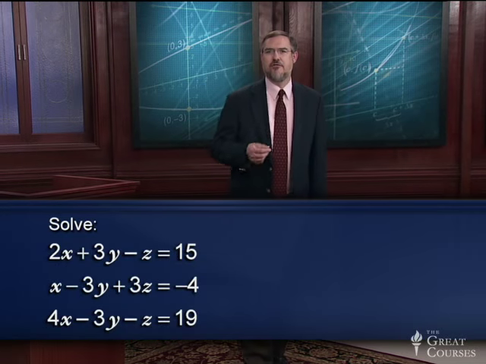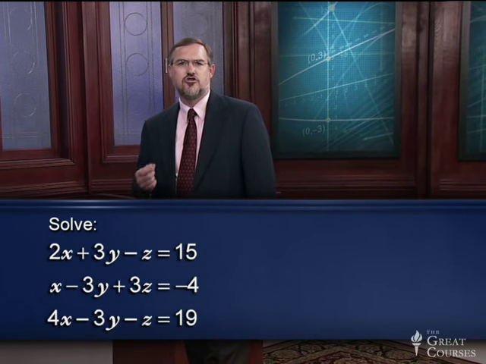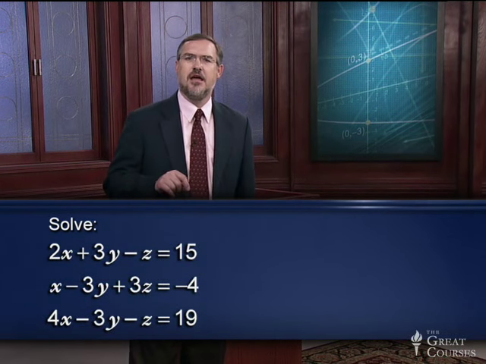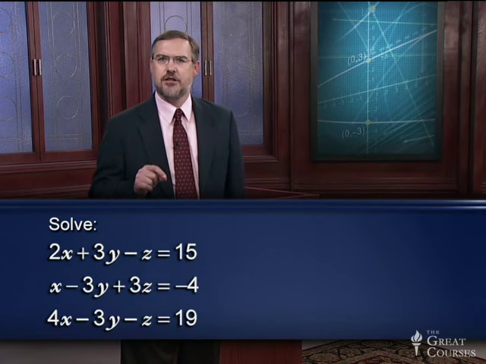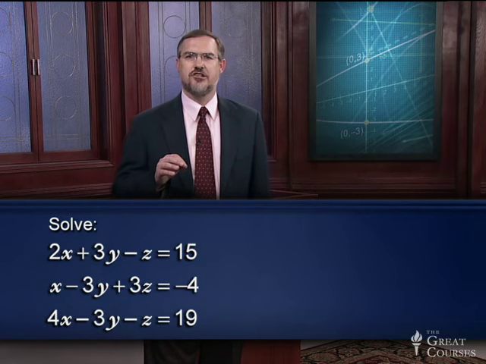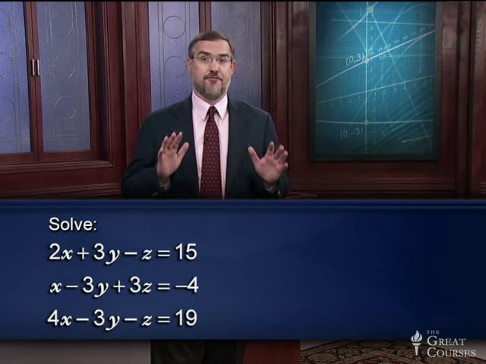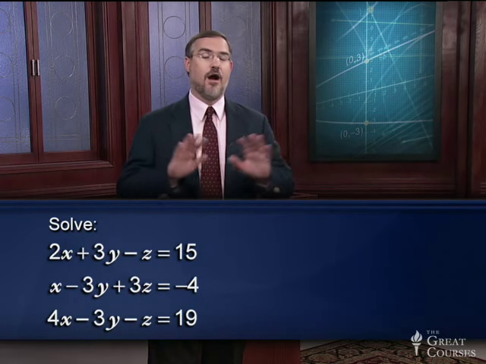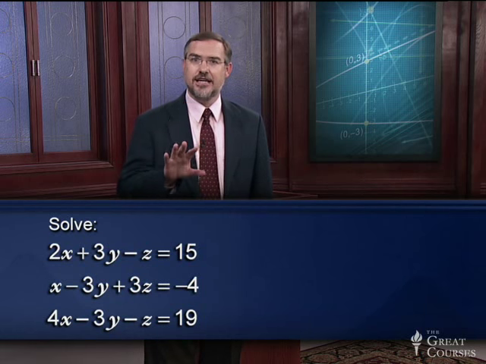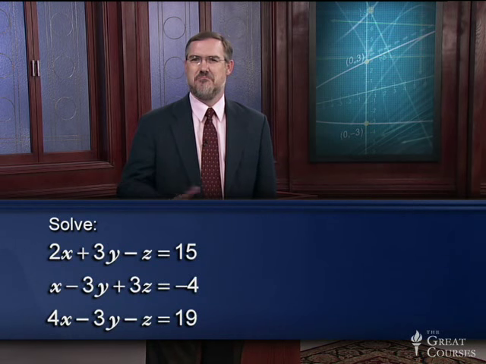I want us to solve this system of three linear equations. 2x plus 3y minus z equals 15. x minus 3y plus 3z equals negative 4, and 4x minus 3y minus z equals 19. Now, your first reaction might be, wait a minute, that's really overwhelming. But don't worry, we really can solve this system, and it won't take anything tricky or magical.